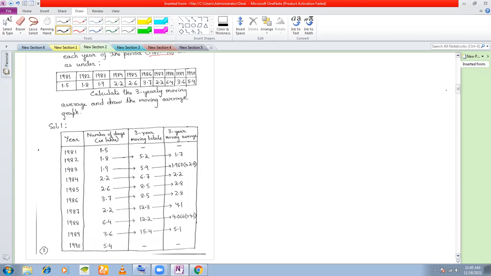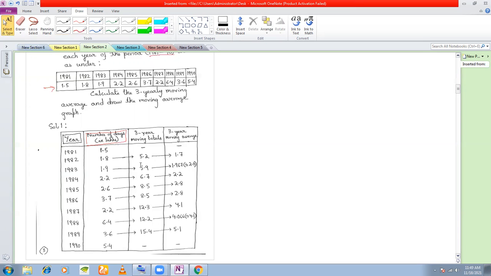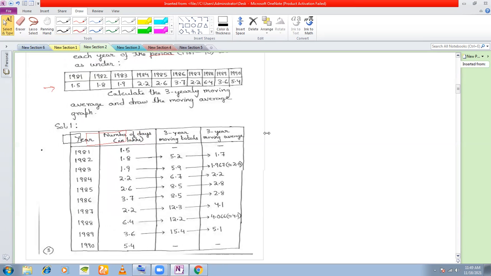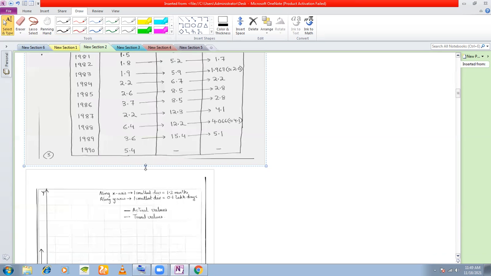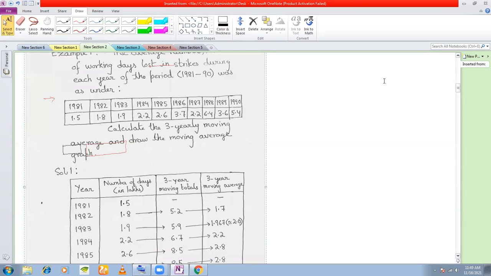First of all, you will construct the first column, which will be for your year. The second column will be for number of days in lakhs. The third column, remember, will be for the 3 year moving totals. Now what do you mean by 3 year moving totals? Try to understand. Now see, 3 years means this is odd, right? 3 is an odd number.